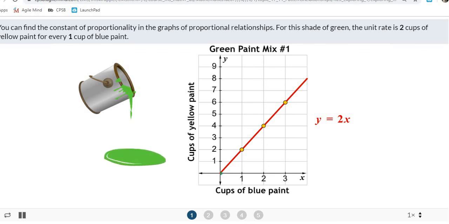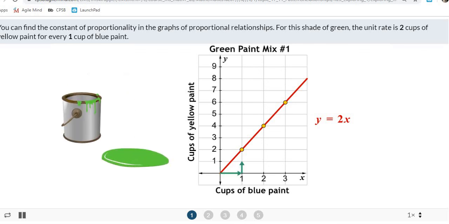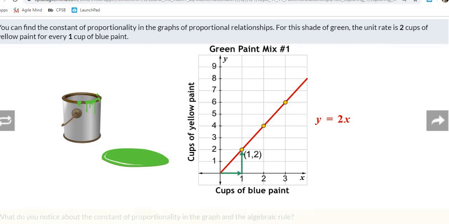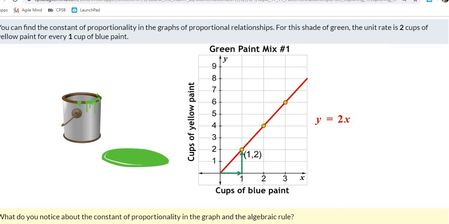Well, they're pouring the paint out. Look at the arrows. They ran 1 and rose 2. And they knew that the constant of proportionality would be 2.